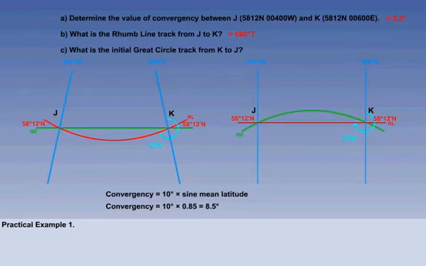It will be half the convergency, of course. We already worked out the convergency in the first part of the question. It was 8.5 degrees, so the conversion angle will be 4.25 degrees. What does this make the initial great circle track from K to J? 274.25 degrees true.